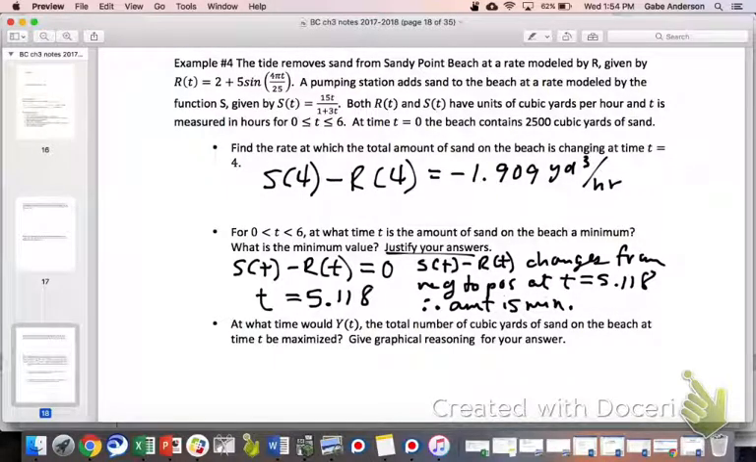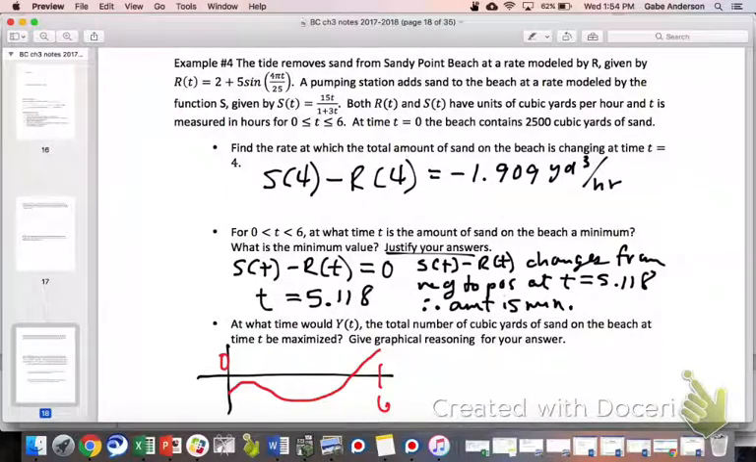At what time would y of t, the total number of cubic yards of sand on the beach at time t, be maximized? And the graphical region would look like this. If you graph S of t minus R of t, correct me if I'm wrong, but that graph looked, at least on the interval 0 to 6, something like that. You guys have a good representation in front of you? I'll try to use some shading to help with this.